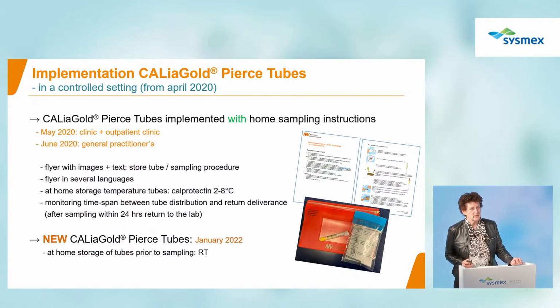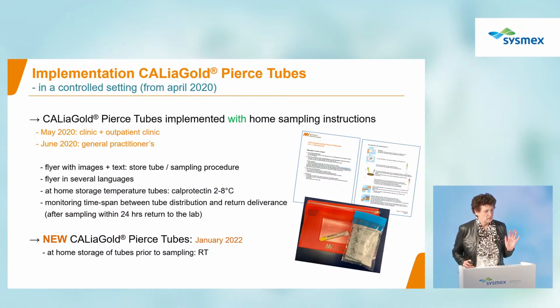And then we said, well, you get a tube, you must keep the tube in the fridge at home, and when you sample, you must bring the sample tube within 24 hours to a regional service point or back to the laboratory. And then we have all tubes back within 24 hours. So it was a very controlled system and return delivery because of the analytical assay which I demonstrated to you before. It must be done in a very controlled manner.